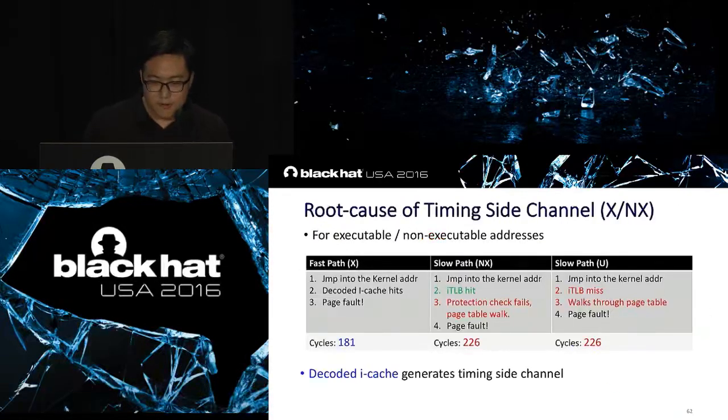In summary, the executable address hits in the decoded iCache, so it always gets the fast path. But for the non-executable page, even if the ITLB gets a hit, it needs to go through the page table walk again, and then it can get the page fault. And for the unmapped one, it always goes to the page table walk to determine the fault. So the slow paths require a page table walk, so they return slower times than the executable address.